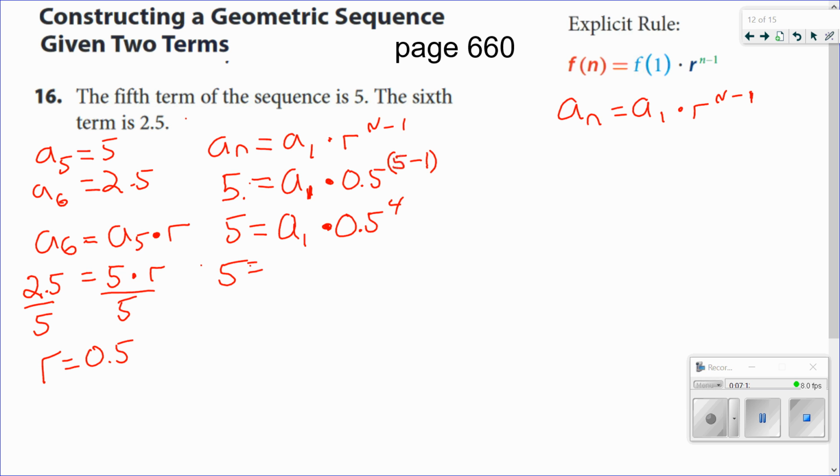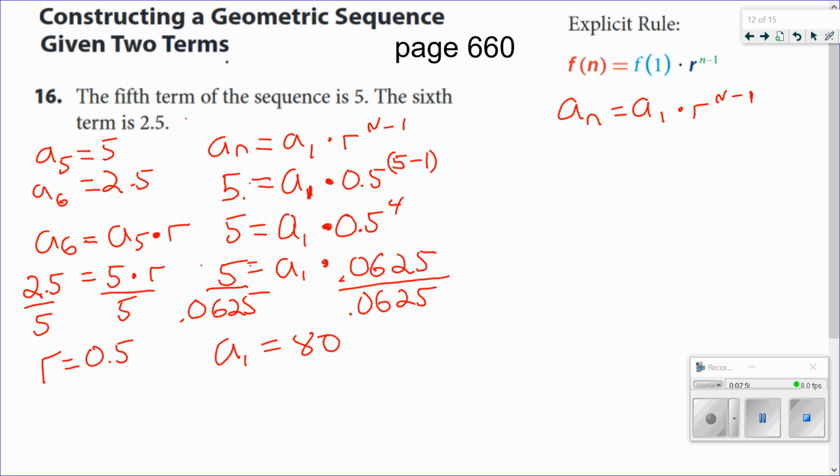Now I have 5 is equal to a sub 1 times 0.5 raised to the fourth, which is 0.0625. And then finally, I'm just going to divide to get this a sub 1 by itself, dividing by 0.0625 on both sides. And that's going to get me 80. So a sub 1 is equal to 80. Now I have my first term, and I have my common ratio. So now I can write my equation, or my explicit rule.